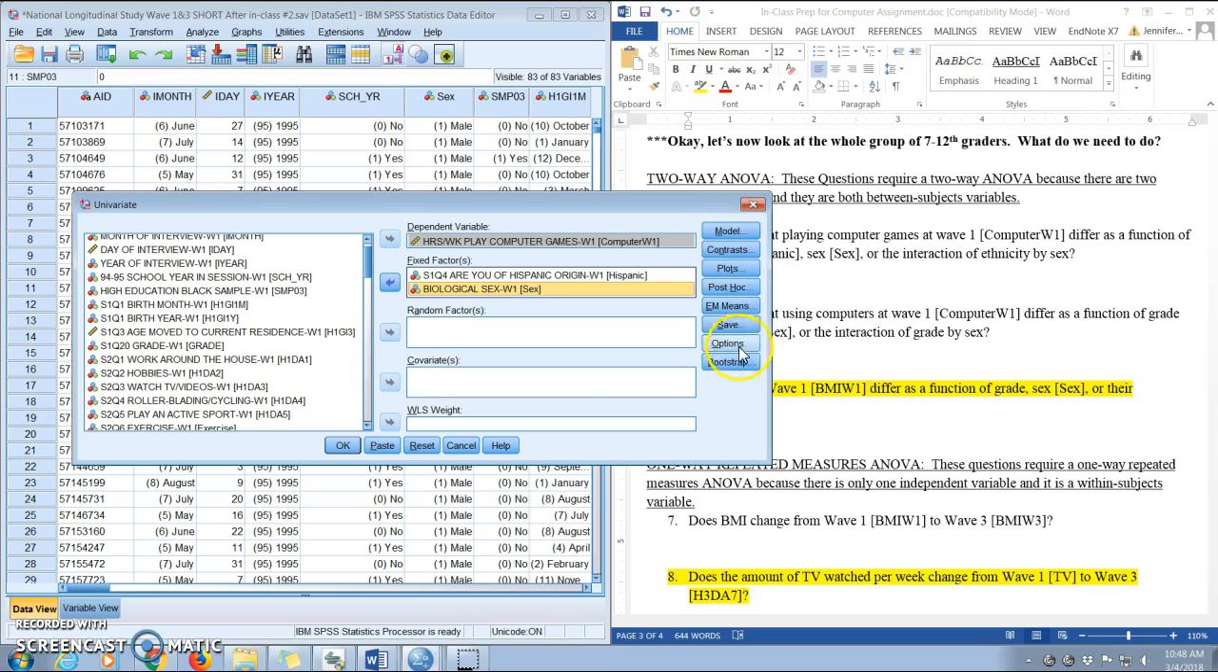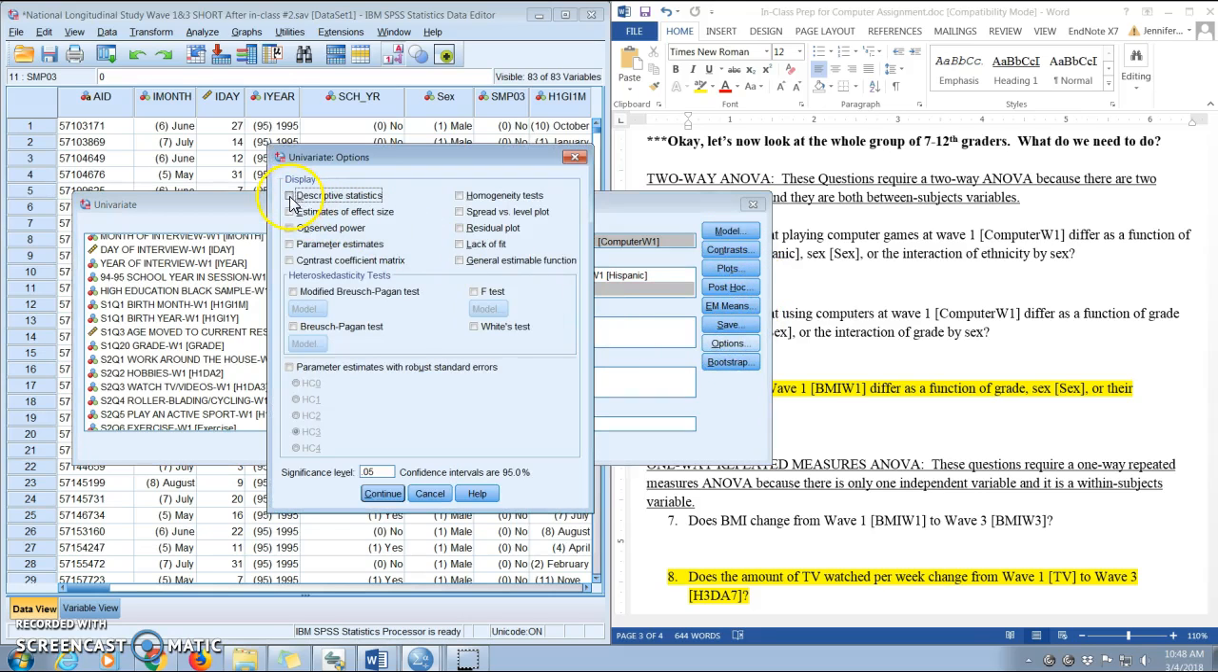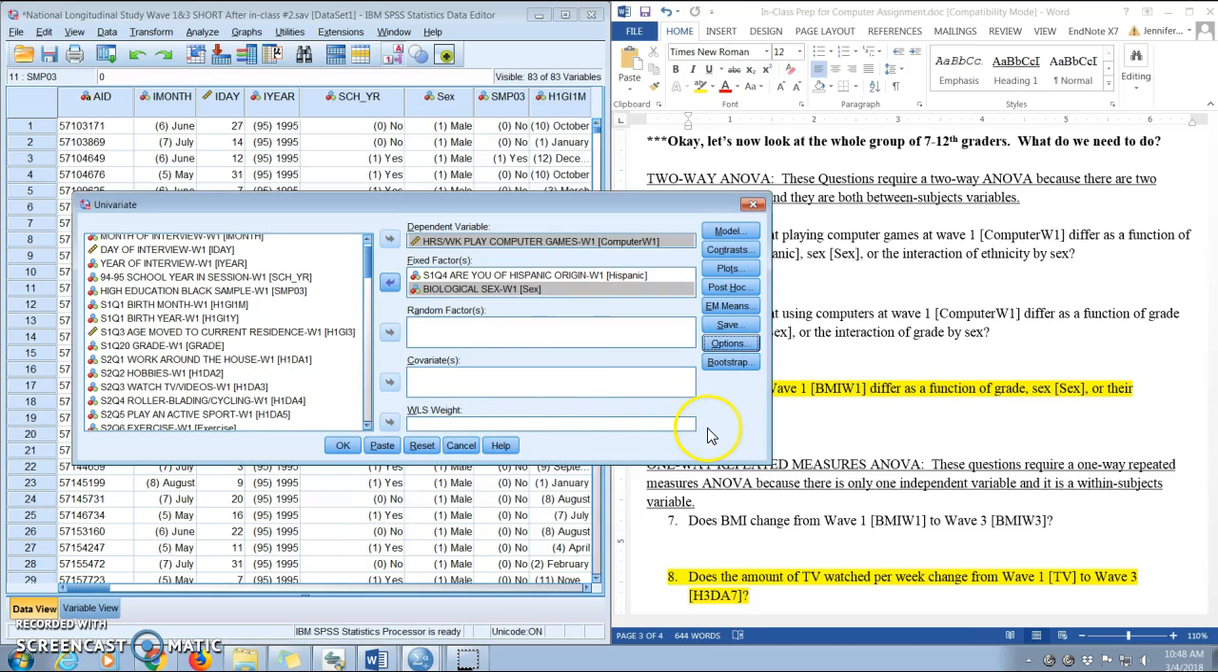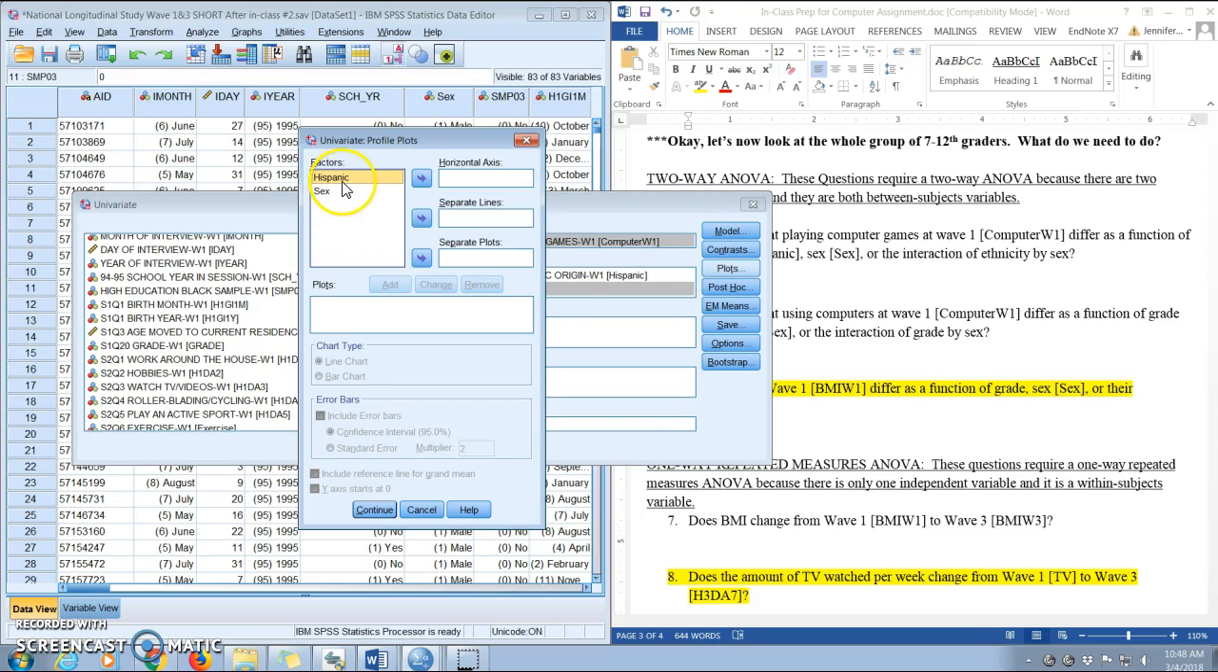So now I'm going to go to Options, and I'm going to hit Descriptives. I always want to make sure I have the descriptives so that if anything's significant, I can present the means and standard deviations. I'm also going to go to Post Hoc, although I don't have to go to Post Hoc for this one because both independent variables only have two levels, so I don't actually need Post Hocs. But I will go to Plots, and what I typically do is I put on the horizontal axis usually the one that has the most levels. Now in this case they both have two levels, so that's not really going to be my deciding factor.